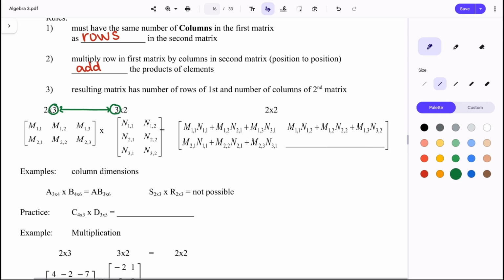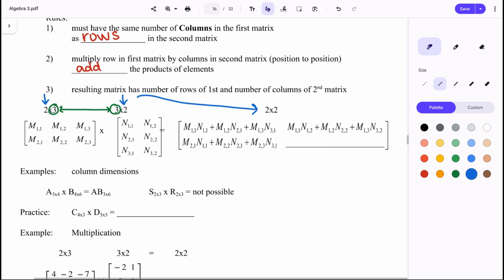Now the new dimensions of your new matrix come from the outside numbers. So the 2 here and the 2 here. Those are going to tell you what your new answer would look like. So even though I started out with a 2 by 3 and a 3 by 2 matrix, I'm going to end with a 2 by 2 matrix when I'm all set and done.